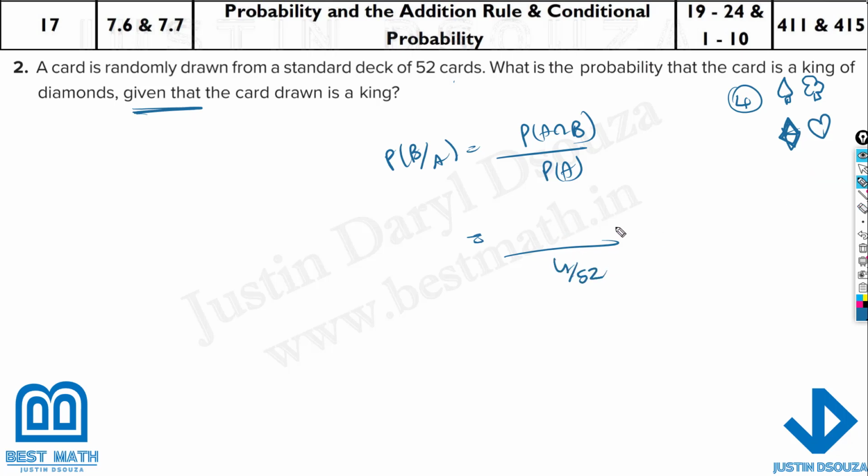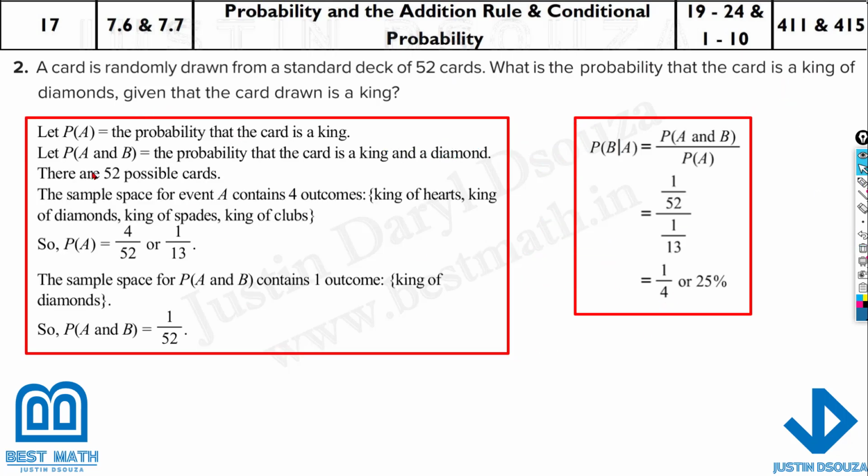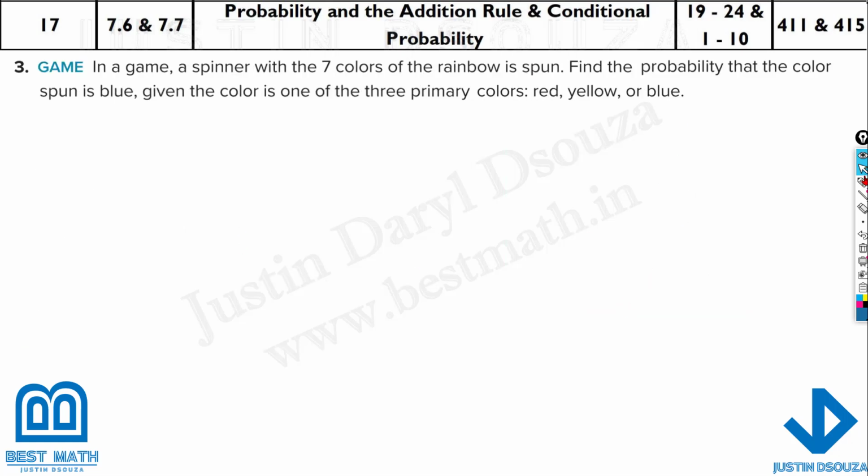4 by 52. What about probability of A and B? How many kings of diamonds are there in the entire deck? It's only 1. So this cancels off. It's 1/4. Now, another way to check your answer: probability of drawing a king of diamonds, with the condition that it's a king. How many kings are there? There are 4 kings, and king of diamonds, there is only 1. So 1/4. So the answer is that. But you need to write the probability of A, then put the formula and solve.